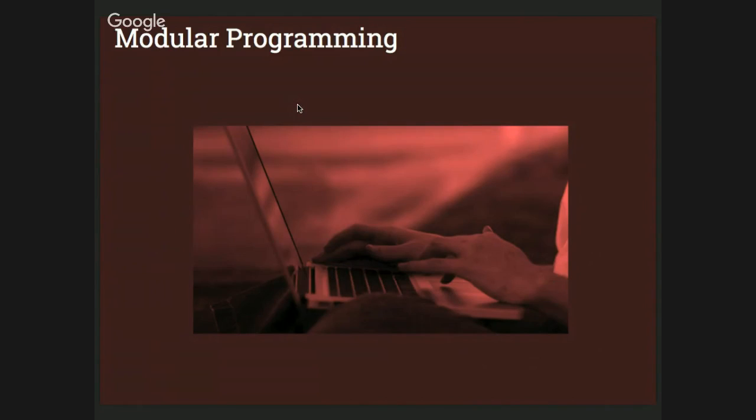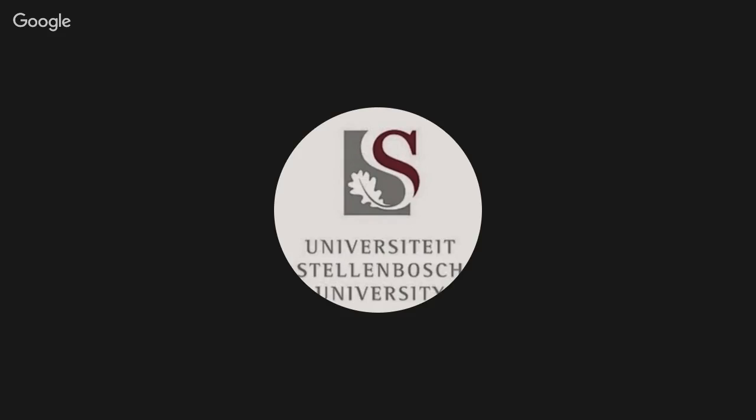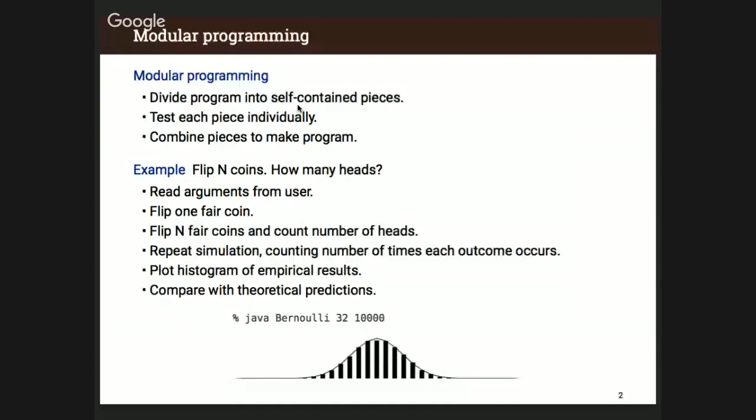I mean, this idea that we can write a program by writing separate pieces that are roughly unrelated is really important, because it means that we can test the pieces individually. We can combine the pieces to make a program, and we can also reuse those pieces to make other kinds of programs. So we can, in fact, use the same piece again and again by writing a library.